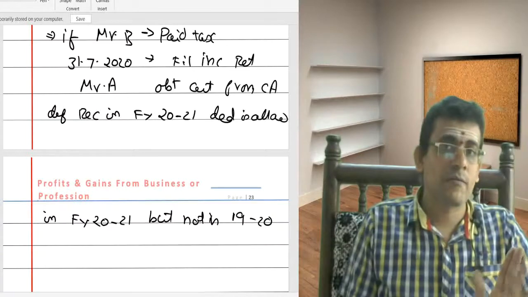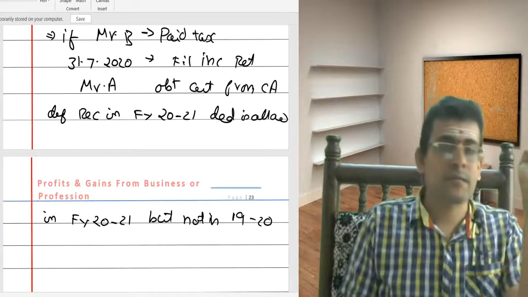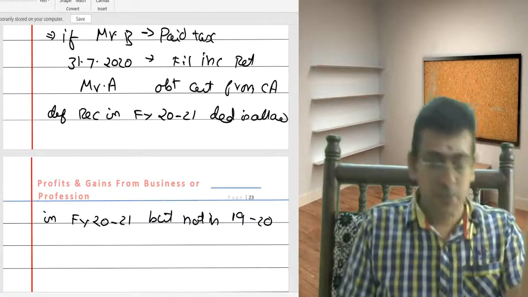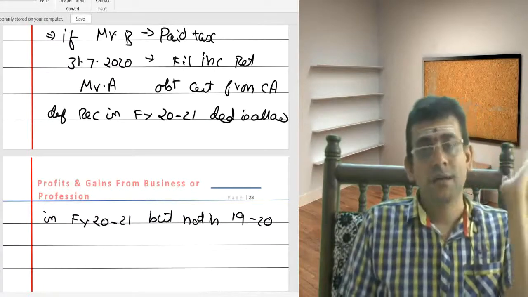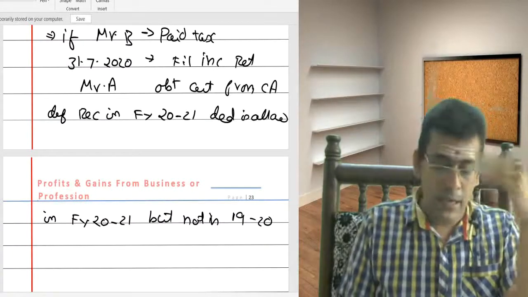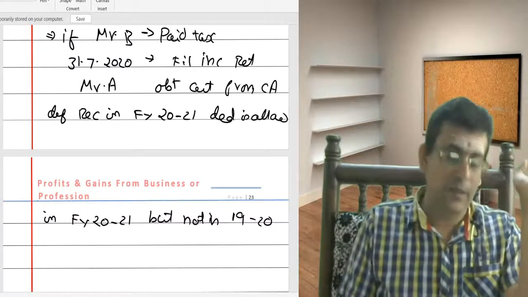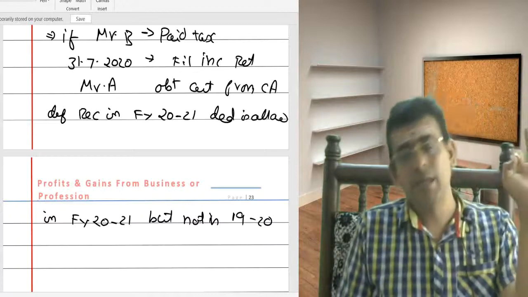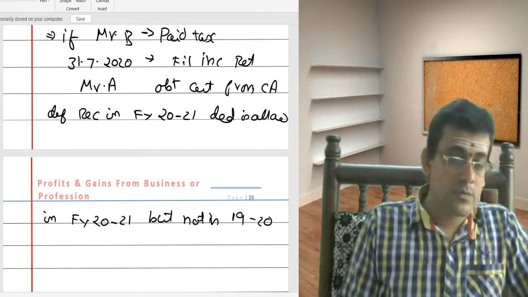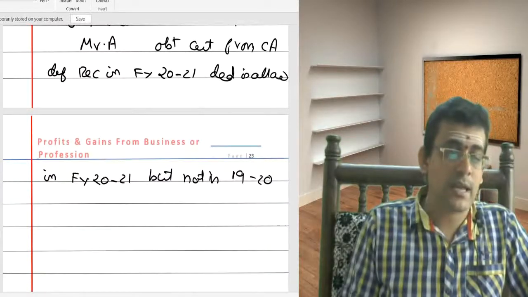But the only difference is this: 40A subsection 1 is applicable for a non-resident and 100% is disallowed. 40A subsection 1A is applicable only for a resident and only 30% is disallowed. And the 30% can be taken as soon as the defect is rectified. That is what is called 40A subsection 1A. Now let us move to the other section.